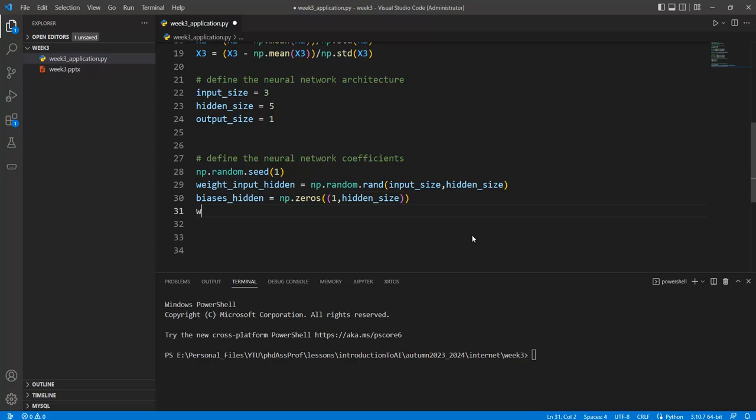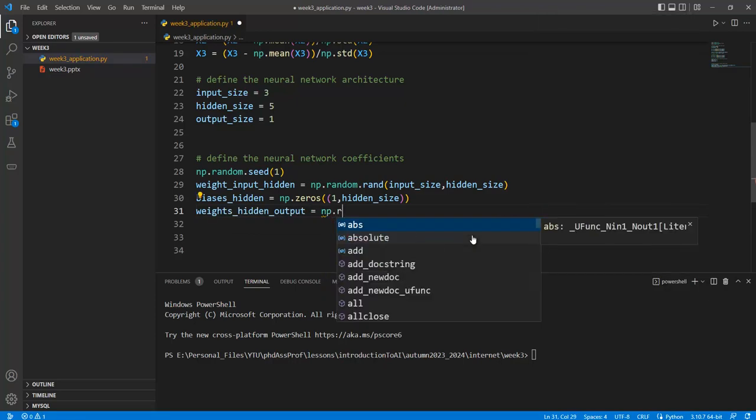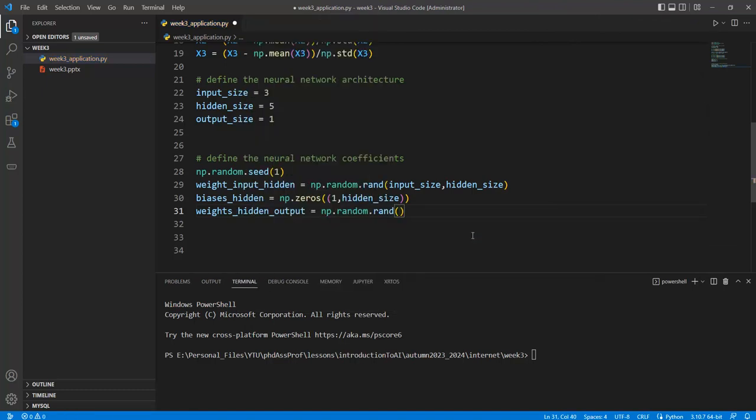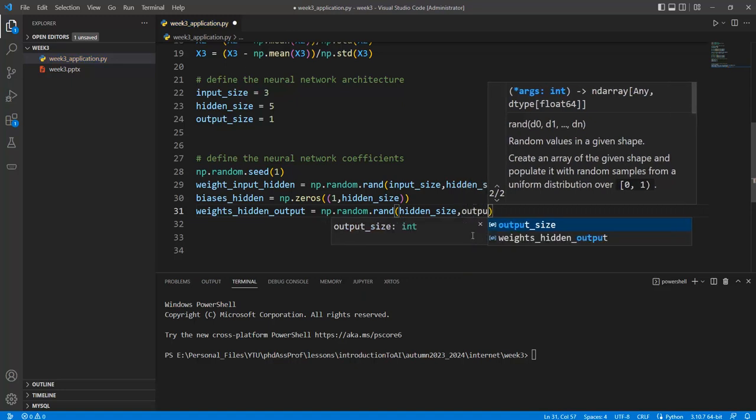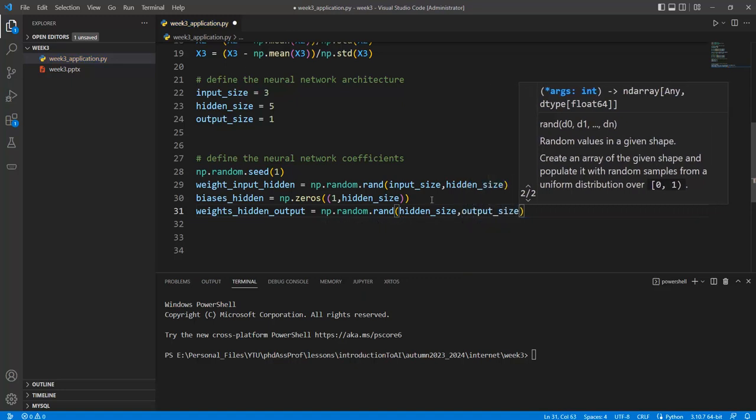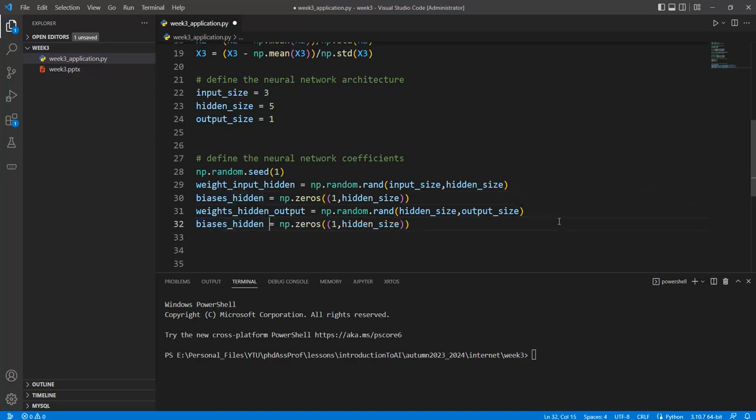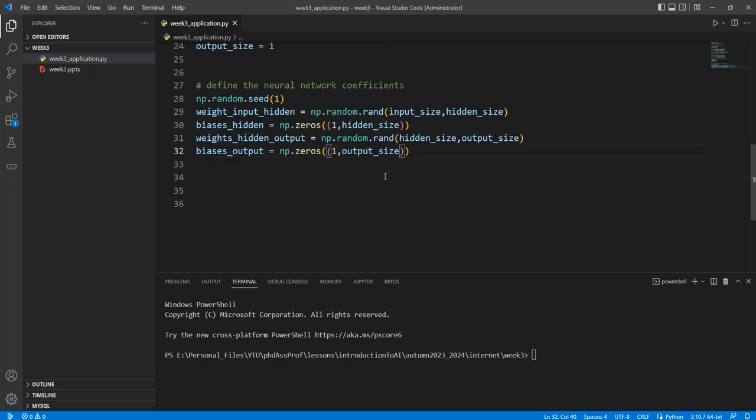So we also have weights from hidden to output, and so np.rand with which parameters? The hidden size and output size. Right? And the output biases is equal to the output size, okay? So these are the basic coefficients.